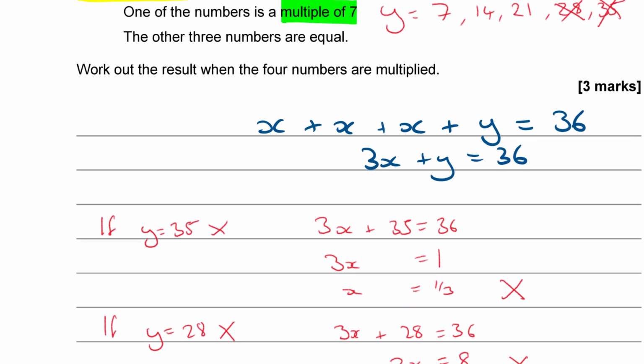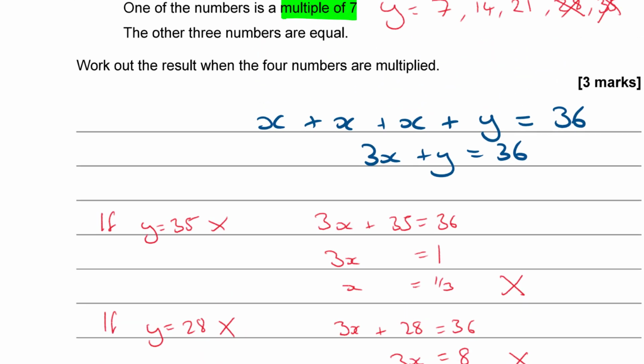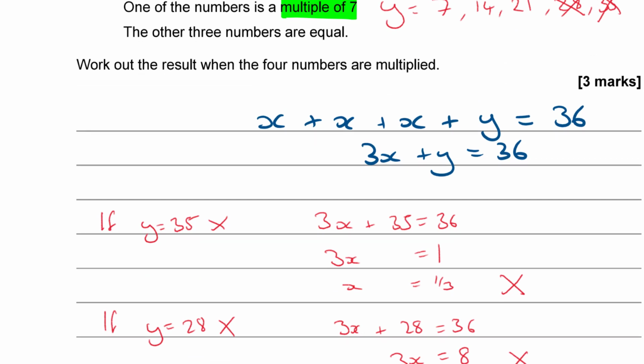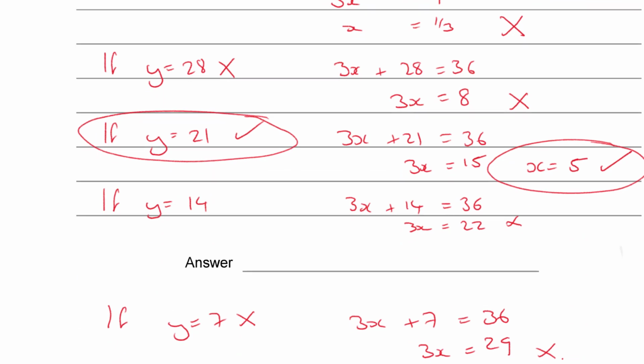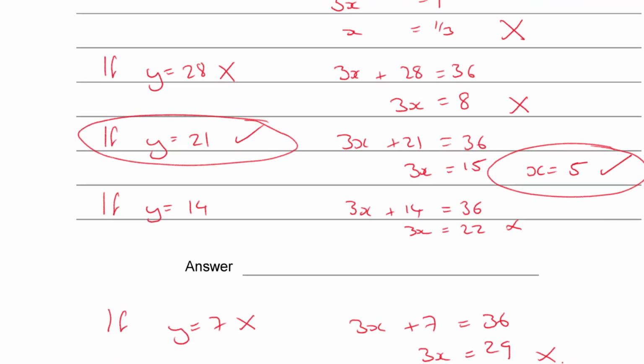Okay, so work out the result when the four numbers are multiplied. So now we know what the three numbers are. We need to work out what they are multiplied together. So my numbers are 5, 5 and 5. And 21. And what's 5 times 5 times 5 times 21? That's 2,625.